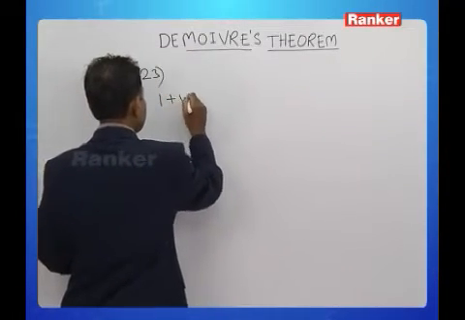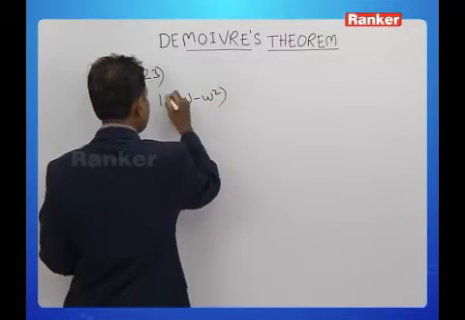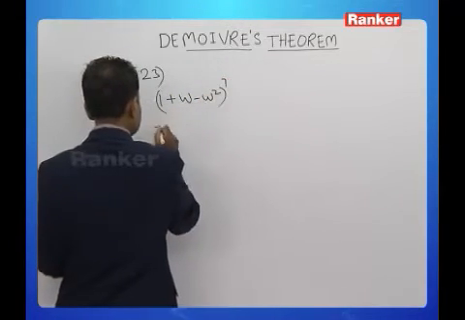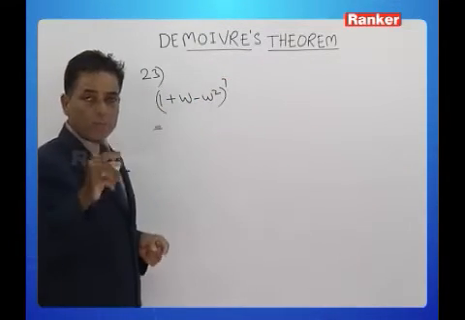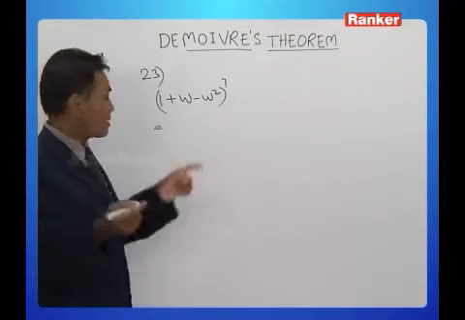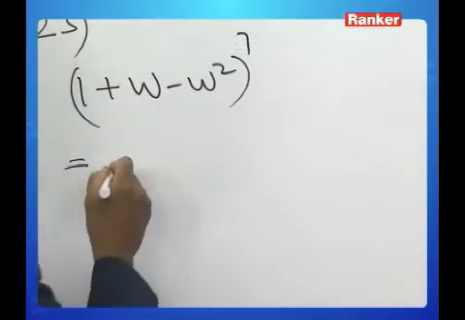1 plus omega minus omega square power 7. But already we know 1 plus omega plus omega square is 0. So we get minus omega square here.